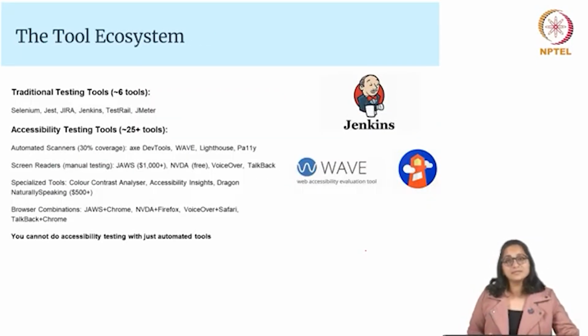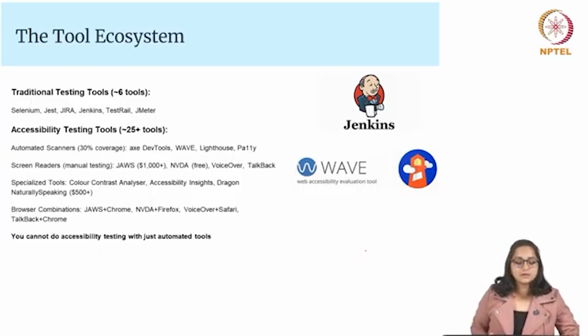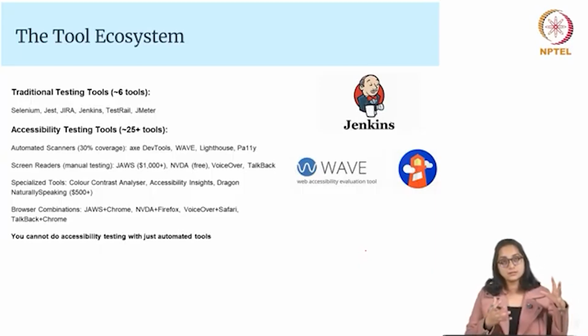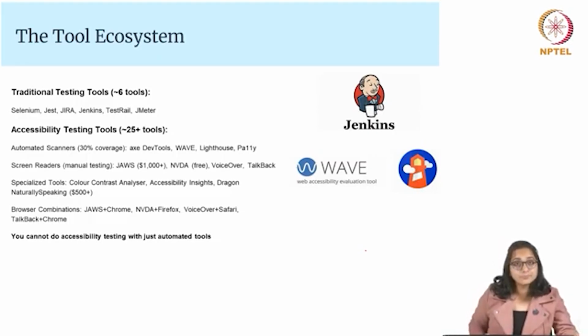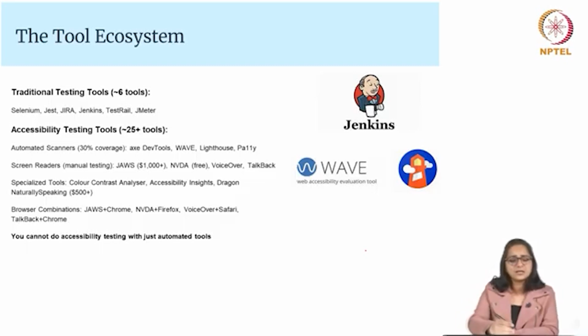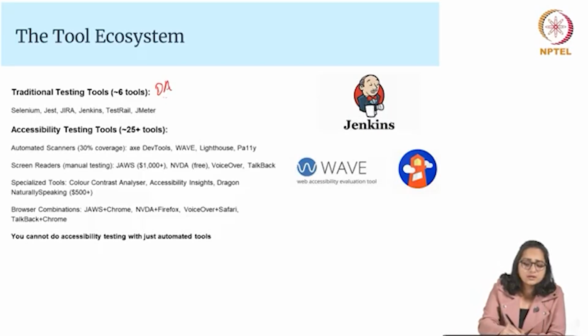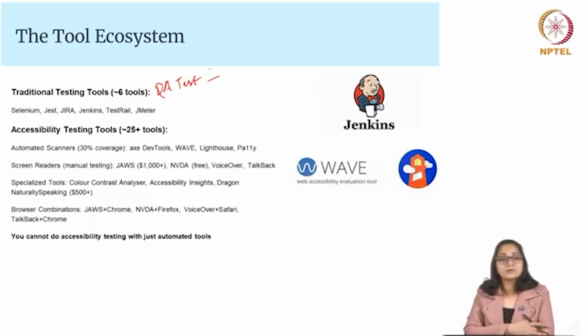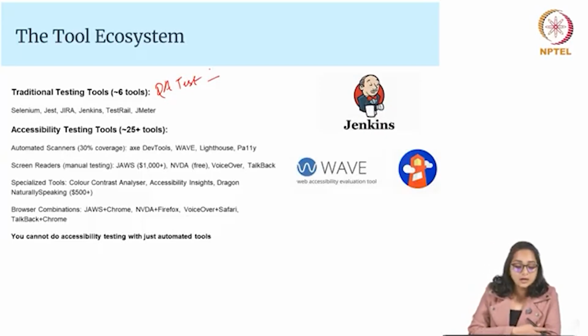So, how can we ease that burden, right? There are a lot of tools available to help you in this process. Traditional testing tools, as you might be aware, are Selenium, Jest, Jira, Jenkins, TestRail, JMeter. All of these are again QA test tools, and I'm not going to go into details of any of these.